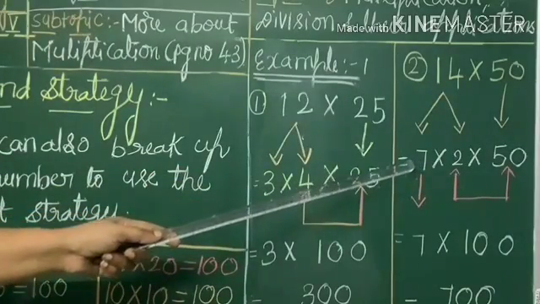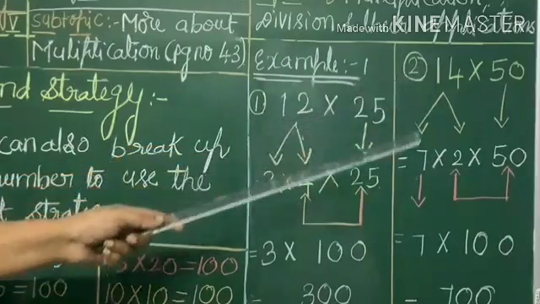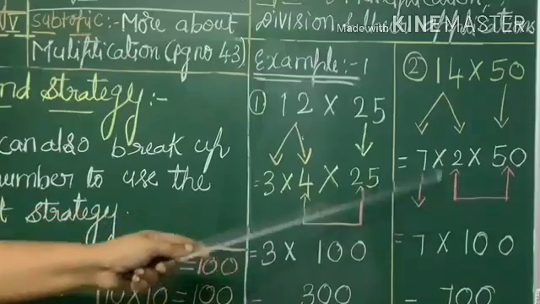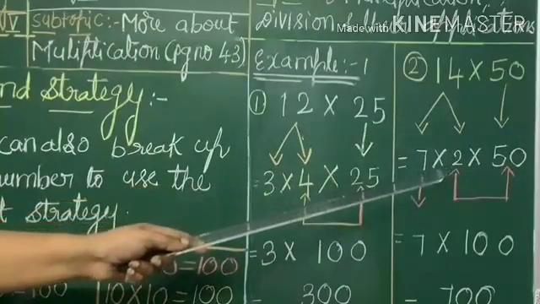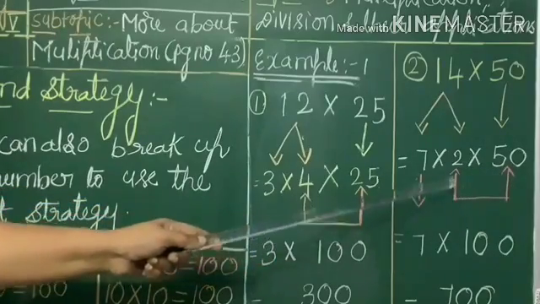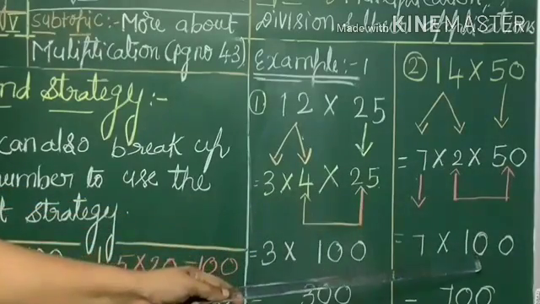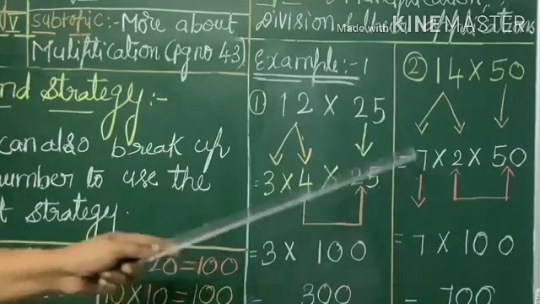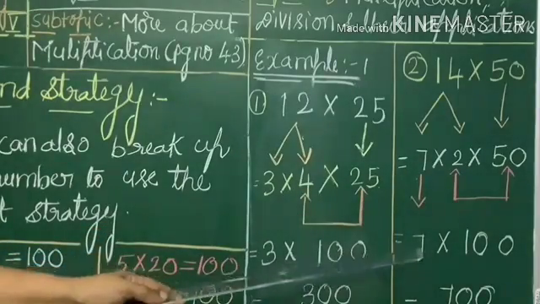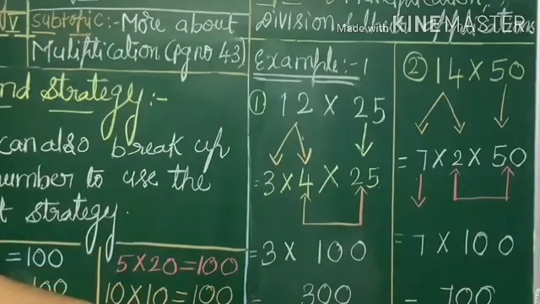Another factor will be 7 because 7 2s are 14. So 7 into 2 into 50. Now I have to use the first strategy. So what is the first strategy? Multiplying the numbers in any order. So I have selected here 50 and 2 and I have multiplied. What did I get? I got 100. Now this 100, that is this product, I have multiplied with 7. 7 into 100 equals 700.